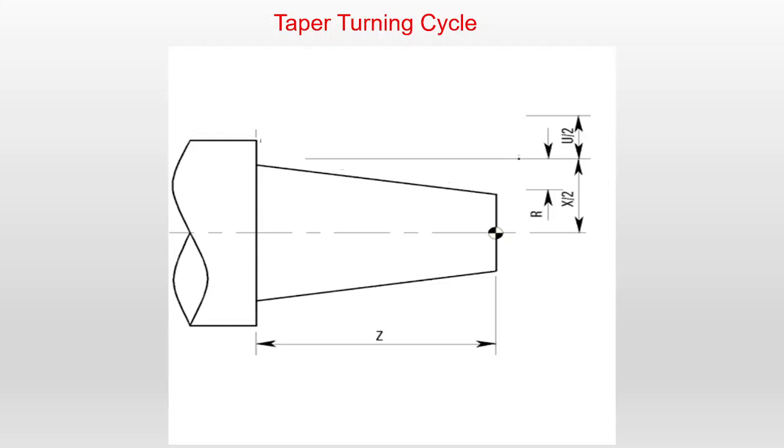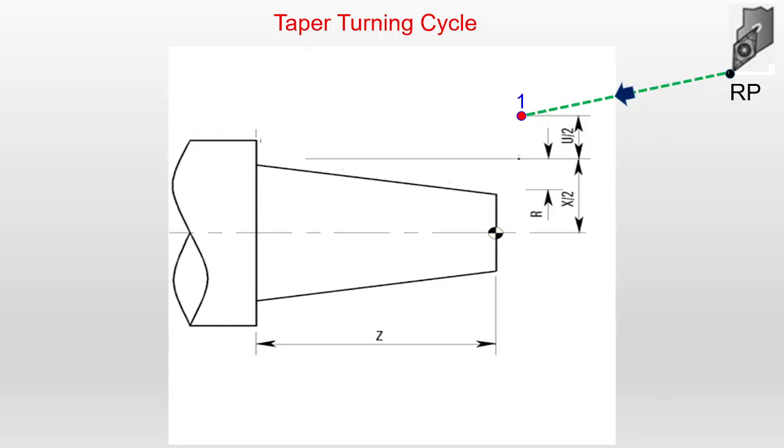First we'll see the negative taper turning cycle. For each machine there is a reference point. Here also there is a reference point RP, and the tool initially will be at the reference point. From the reference point, the tool will come to the tool entry point. The tool entry point is defined slightly above the workpiece and in front of the workpiece. Here point 1 is the tool entry point. Now the tool is moving from the reference point to the tool entry point.